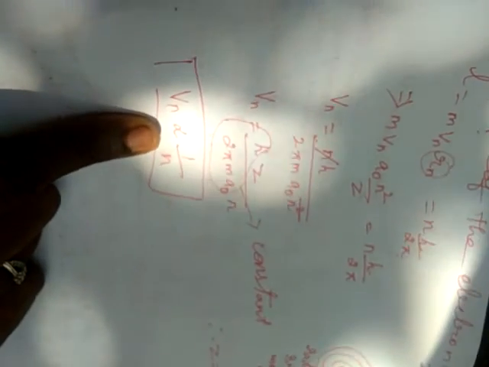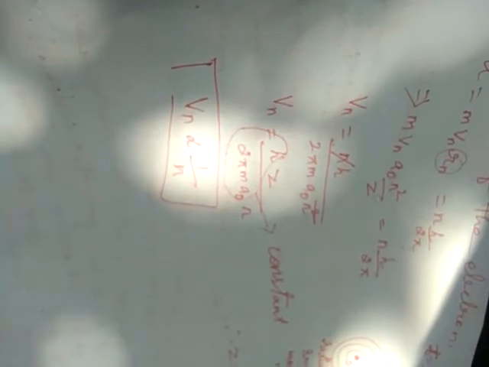So v n is inversely proportional to 1 by n. So this is the velocity.